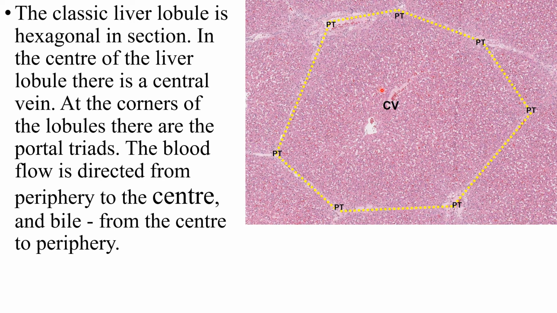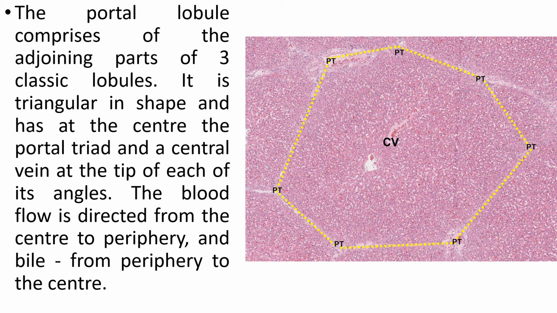The blood flow is directed from periphery to the center. That means the blood flows from the periphery to the center, and bile from the center to the periphery. So bile and the blood flow in the liver through counter current mechanisms. The bile moves from the center to the periphery, while the blood moves from the periphery to the center.